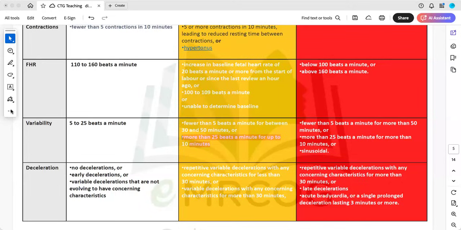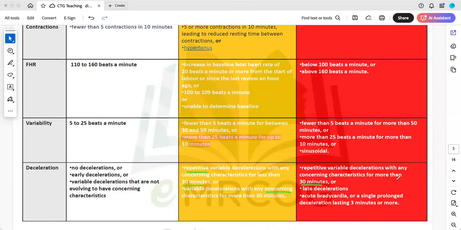Variable deceleration with the presence of concerning characteristic is something that is worrying, right? And if it is concerning and repetitive, I'm even more worried. This should not last for 30 minutes. If so, it will be amber, but once past the 30 minutes, I'm now in the red zone, okay? And once I am in a red zone, it means I am in danger of fetal hypoxia, right?